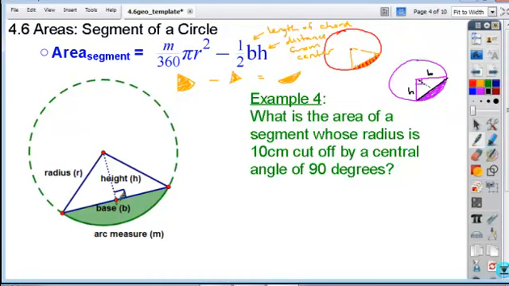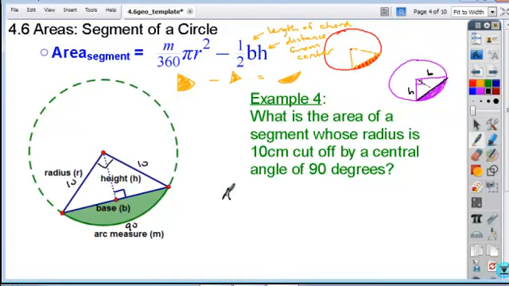Okay, so let's take a look at this example 4. We'll go through it together here. If you want the area of a segment whose radius is 10 centimeters, so if we use this diagram provided, here's our radii of 10, and we're using a 90-degree angle. So if the central angle is 90 degrees, that means our intercepted arc or arc measure is also going to be 90 degrees. And so it's just a matter of plugging this into the correct formula.